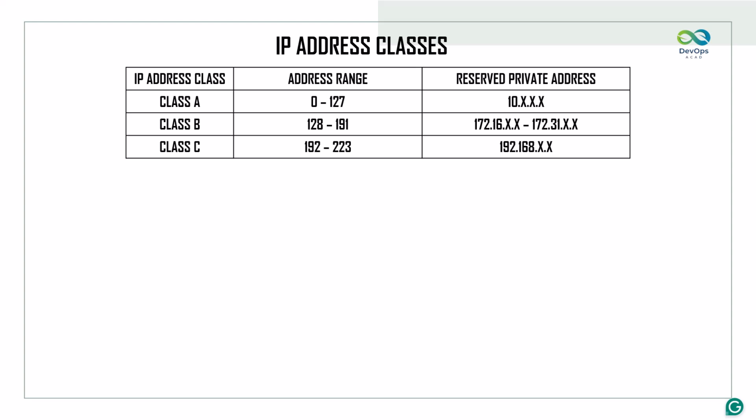Now, for the class B address, that simply took off from where class A stopped. So for the class B address, you have address ranges from 128 to 191.